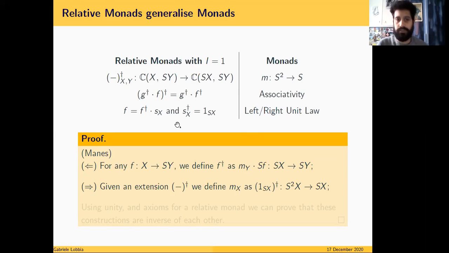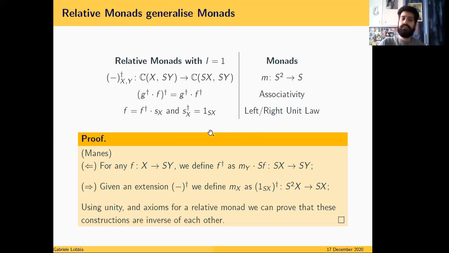Using these three axioms, we can actually prove that this multiplication is associative and respects the unit, again with this correspondence. And these axioms are also useful to prove that these constructions are inverse of each other. Okay, good. Again, let me just say once more that the reason behind this new way to describe monads that Manes gave was because of Kleisli constructions, and in particular the Kleisli category.